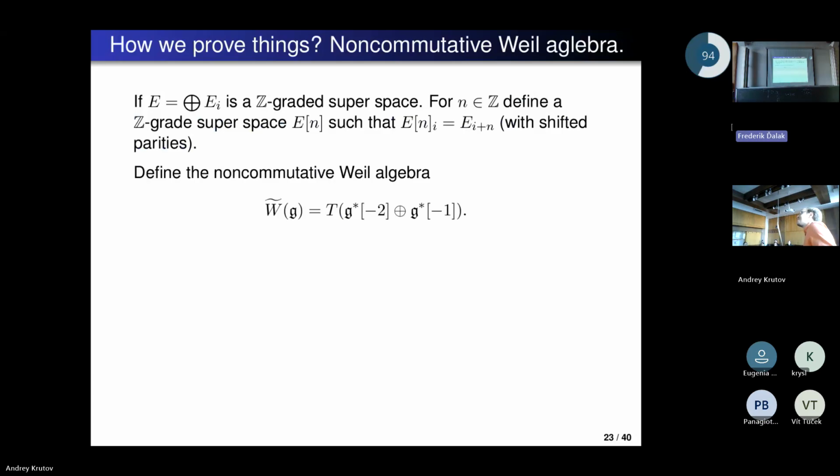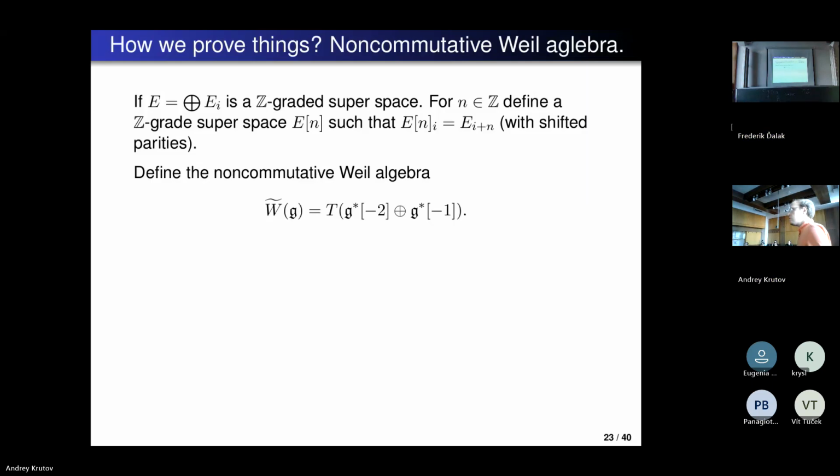I think I don't need to recall what a sheaf is in this audience. So we can look at the following tensor algebra. We take our Lie algebra and change the degrees of it. So these will be the odd copy of it, this will be the even copy, with the corresponding degrees. And what is T? The tensor algebra over the space.